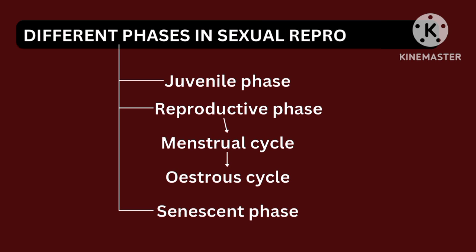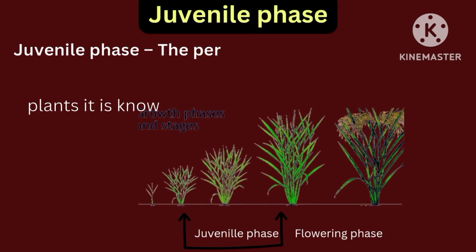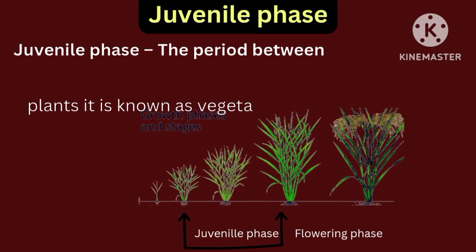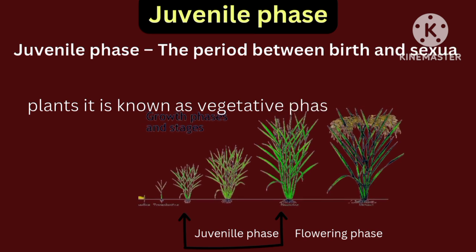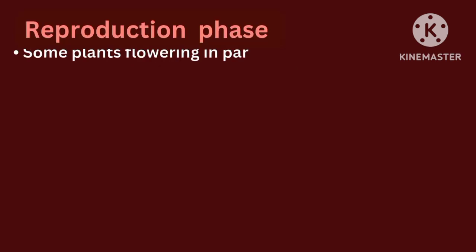Different phases in sexual reproduction. A. Juvenile phase. The period between birth and sexual maturity is called juvenile phase. In plants it is known as vegetative phase. The end of juvenile vegetative phase marks the beginning of the reproductive phase.